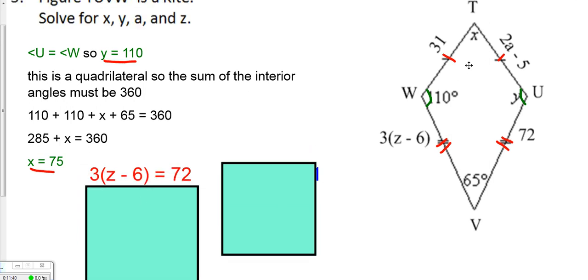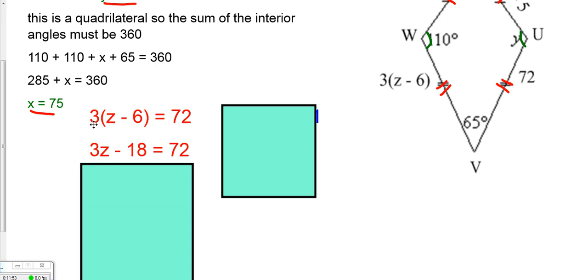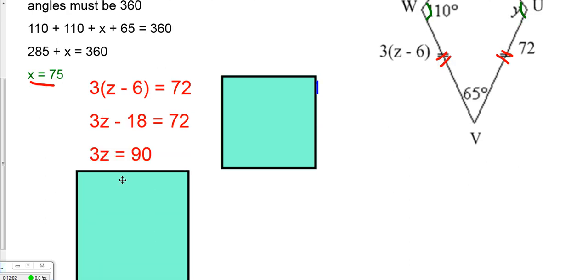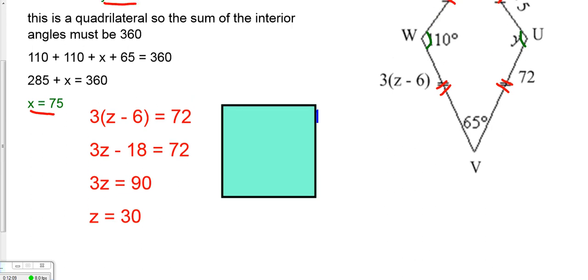Because it's a rhombus, this side has to be the same as this side, so we'd say 3 times the amount Z minus 6, right here, has to equal or be the same as 72. Use our distributive property. 3 times Z is 3Z. 3 times this negative 6, negative 18 or minus 18. Add 18 to both sides. 3Z equals 90. Divide by 3 on both sides. Z equals 30. So we've figured out that piece.